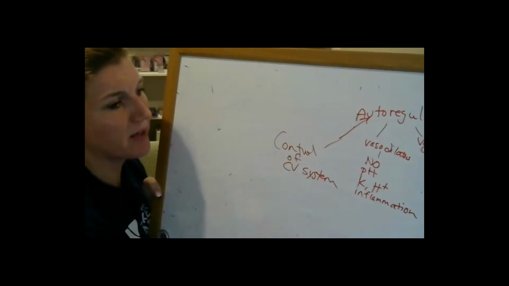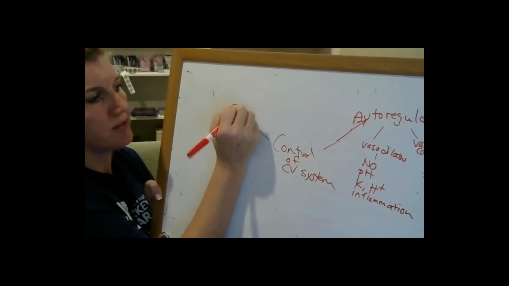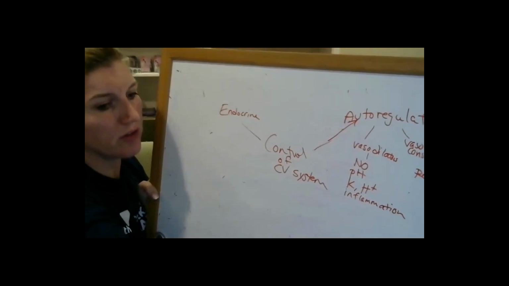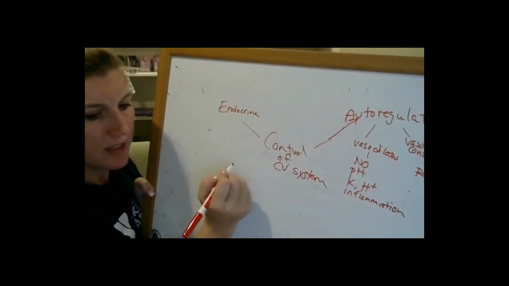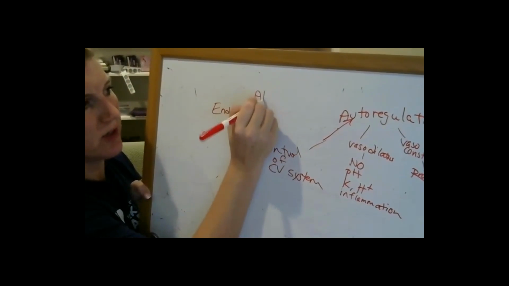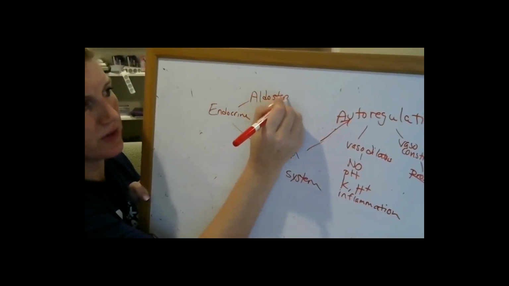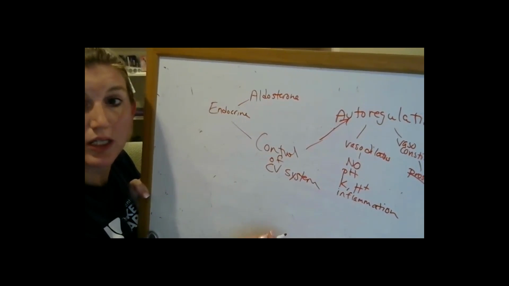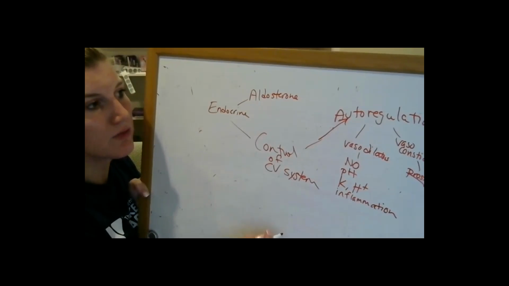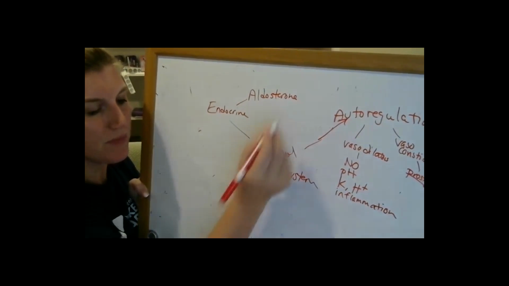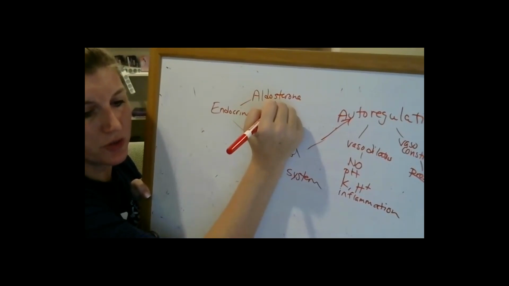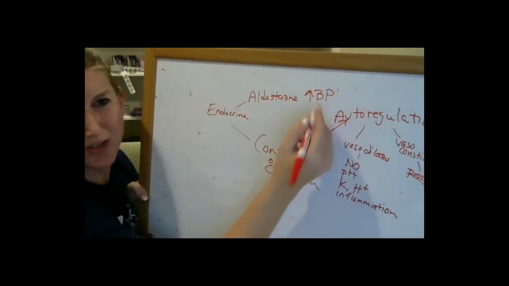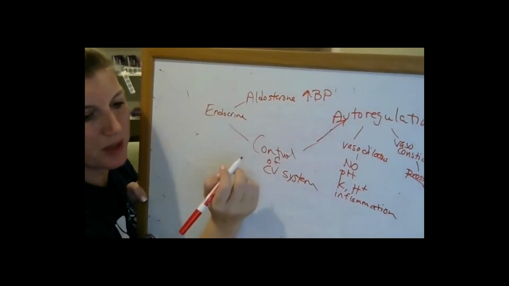Then we have endocrine control. With endocrine control, we have things like aldosterone. That should sound familiar, right? Remember that from our chapter on hormones, aldosterone, which is regulating our sodium retention or output. Aldosterone works to increase blood pressure. I just drew an arrow up, increase blood pressure.